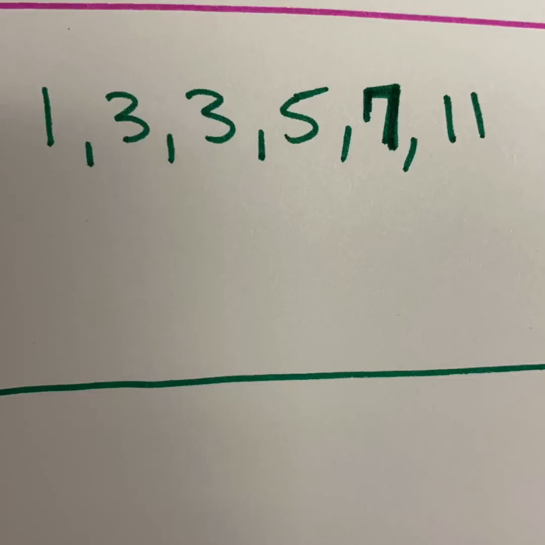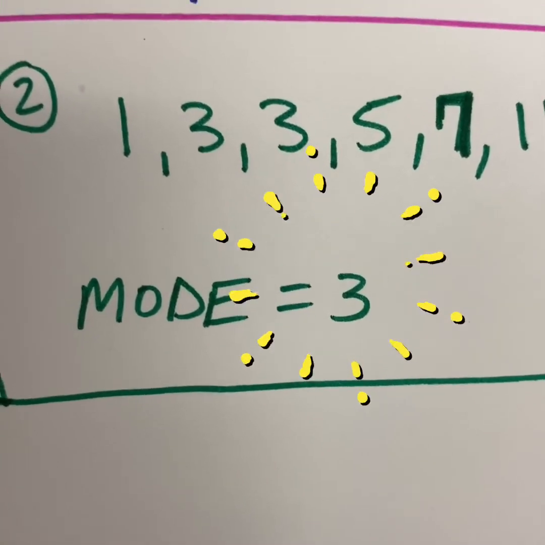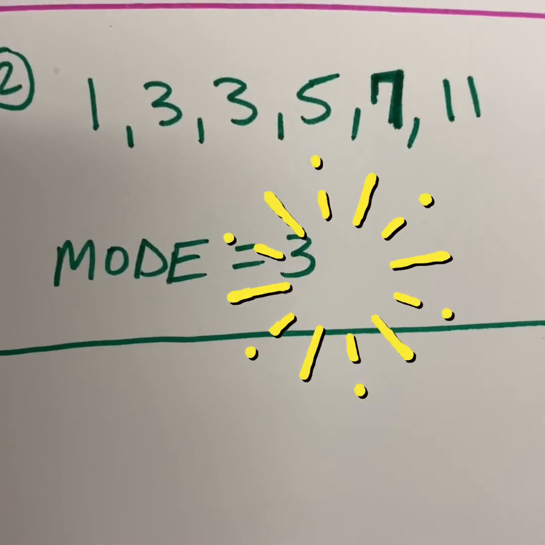Here is our second data set. First thing we're looking for when we're trying to find the mode: is there a number that repeats? 1, 3, 3, 5, 7, 11. Oh yeah, 3 repeats. Okay, is there any other number that repeats? Nope. So our mode, or the number that occurs the most often in this data set, has to be 3. So our mode is equal to 3.